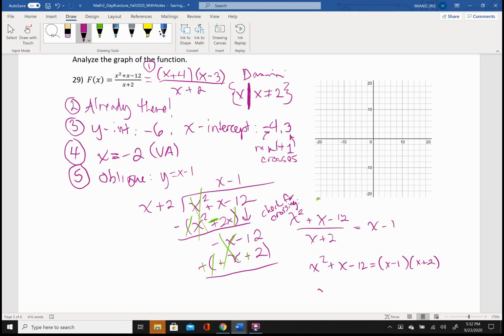Go ahead and multiply that through, and you'll get x squared plus x minus 2. And you will find that the x squareds cancel, the x's cancel, and then you have this absurd notion that negative 12 equals negative 2. Nope, it doesn't. This is what I mean by what I said earlier: when you reach an impossibility, a contradiction, that means that there is no crossing of this oblique asymptote.